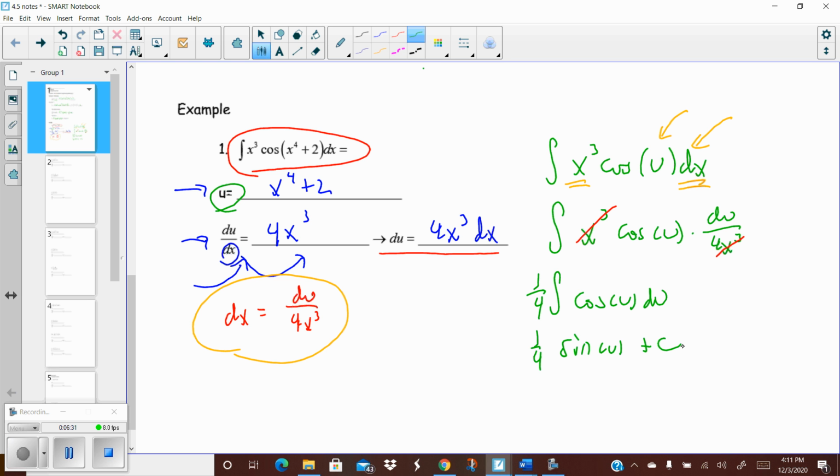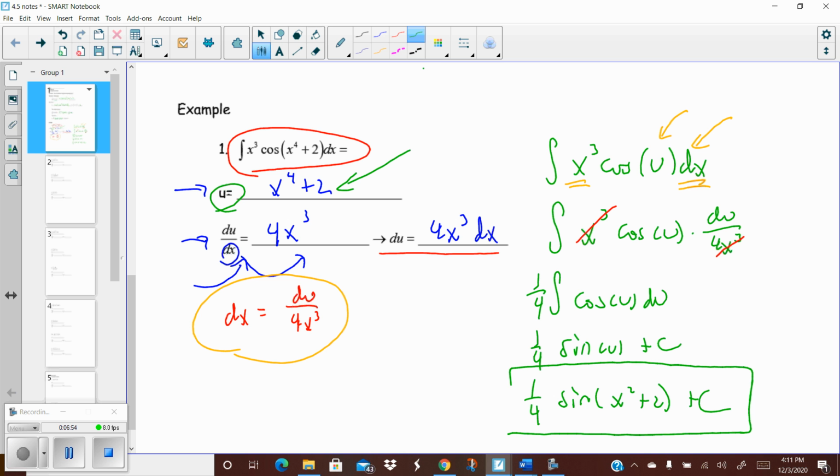Now, we did not start off in terms of u. We only used the u to make this an easier integral to do. So now we're going to go back and we're going to plug the original u value back in for u because we started off in terms of x, so that's what we want to finish it as. So it's 1/4 sine of x squared plus 2 plus c. That is the integral of x cubed cosine of x to the 4th plus 2 dx.